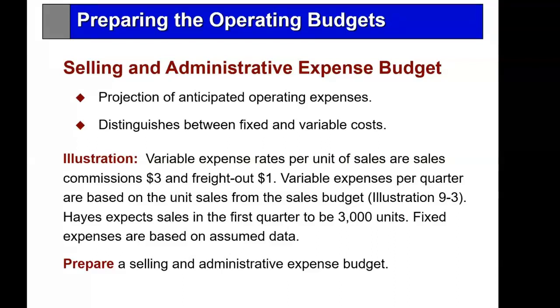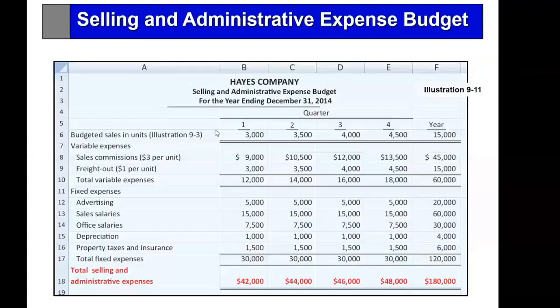And so we have to anticipate production. So like the selling and the admin, here they say the variable expense rate for sales: sales commissions 8, freight out 1. Variable expenses per quarter are based on the unit sales from the sales budget. So the first quarter, they expected to sell 3,000. And so we build again. There's your expected sales activity.